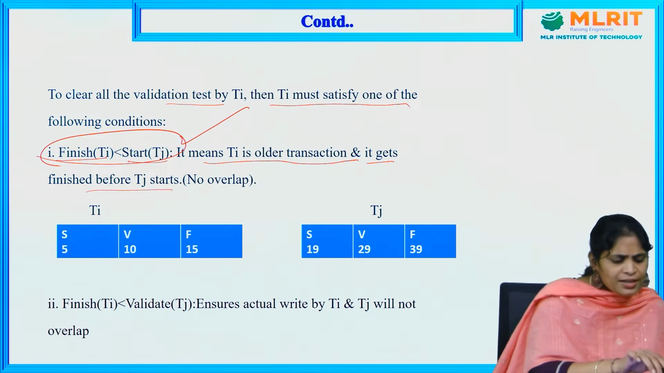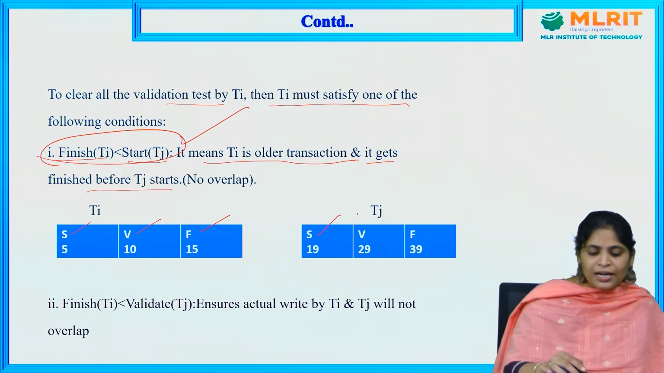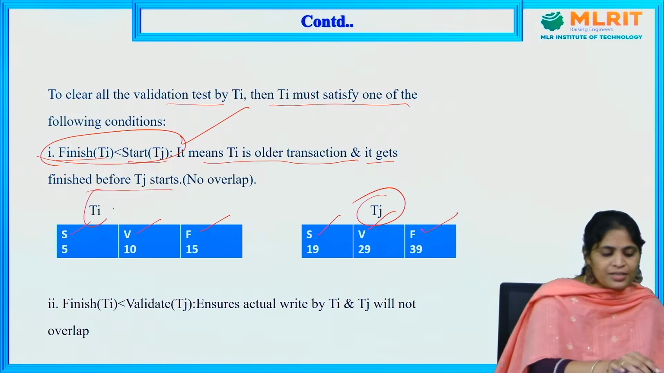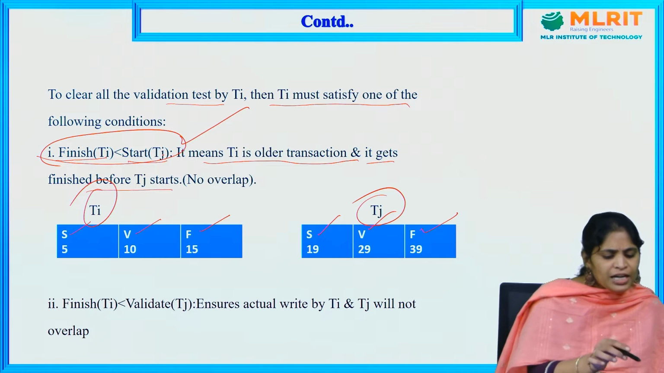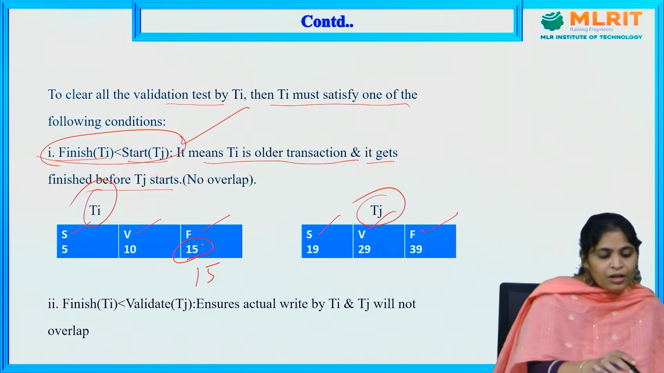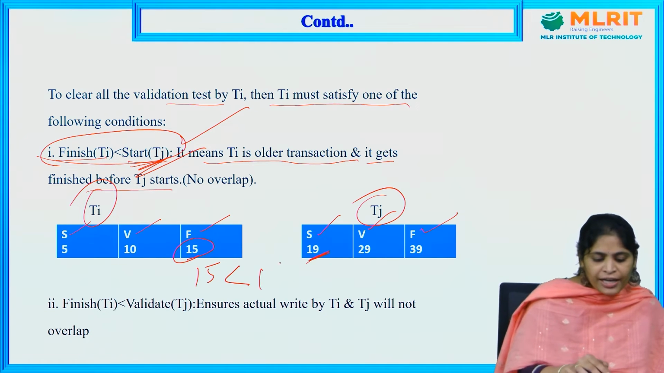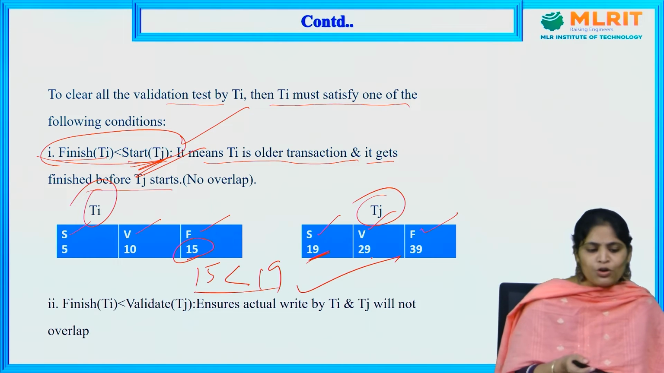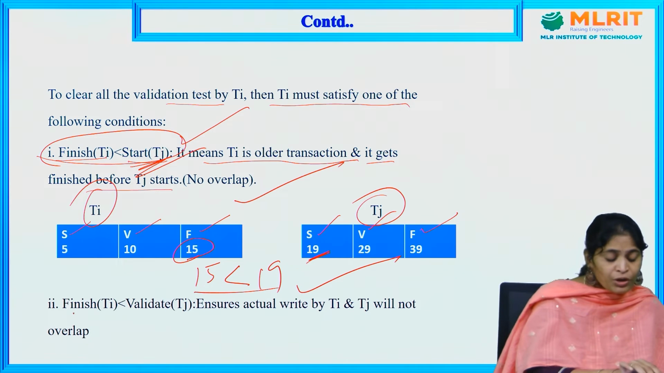Let us discuss an example. This is the start time, validation, and finish timestamp of TI, and this is the start, validation, and finish of the next transaction TJ. What is the formula here? Finish of TI is less than start of TJ. Finish of TI is 15, and start of TJ is 19. Is 15 less than 19? Yes, there is no overlap, so this will be successful. Next, what is the second one?